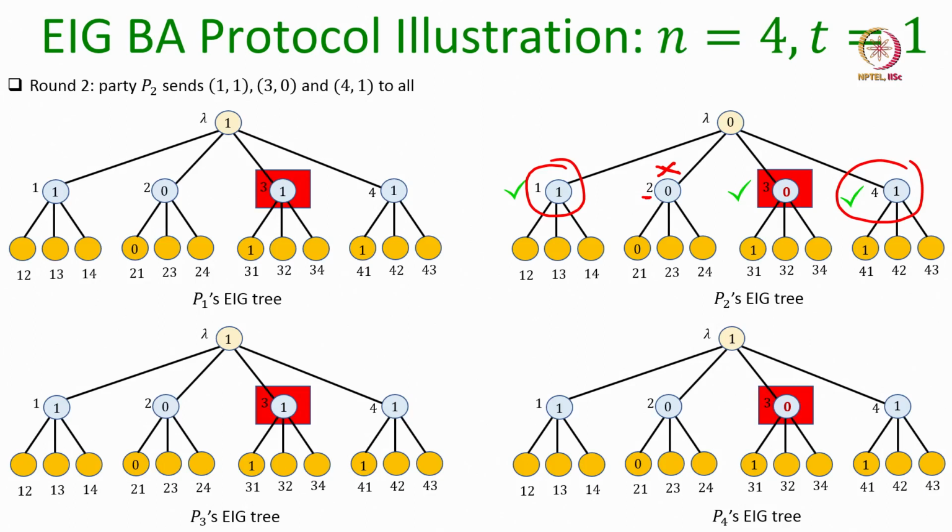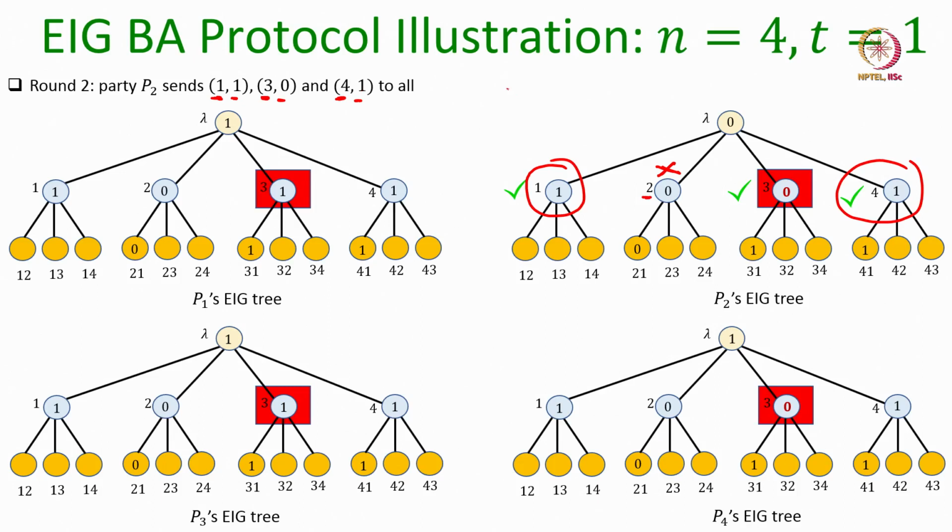So, 2 will tell that the node with label 1 has the value 1 in its EIG tree, the node with label 3 has the value 0 in its EIG tree, and the node with label 4 has the value 1 in its EIG tree. So, let us see, based on this information, how the parties populate or decorate the nodes at layer 2.